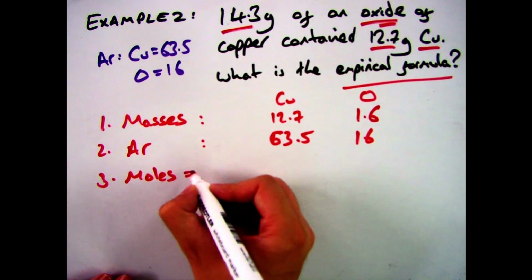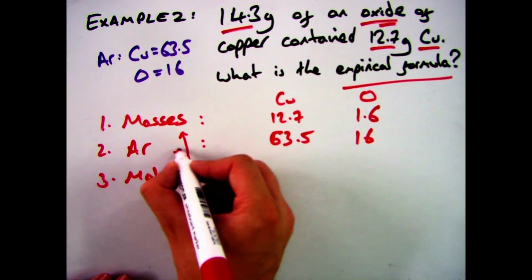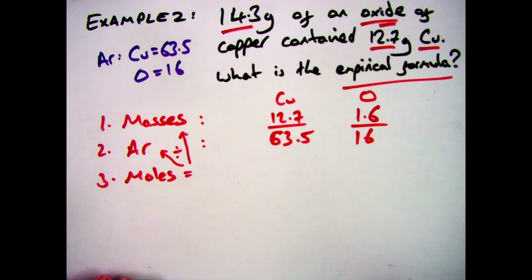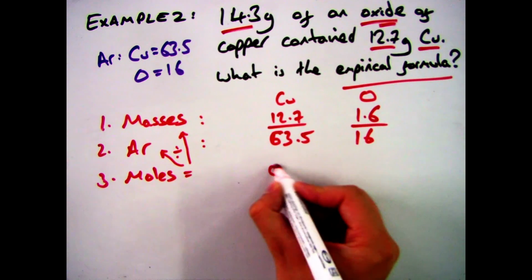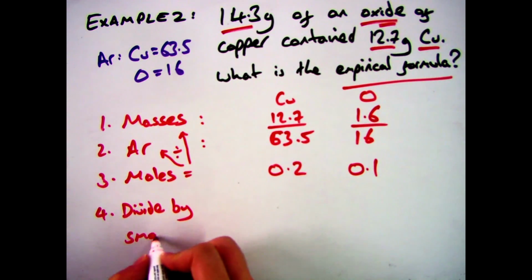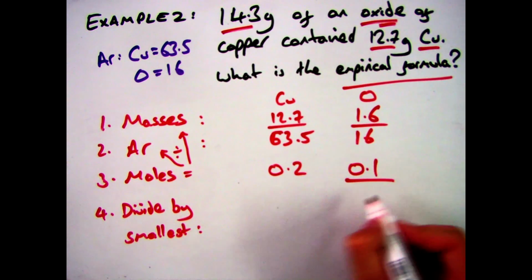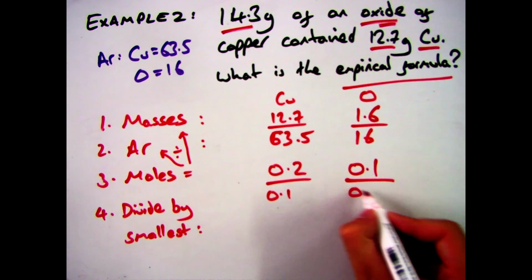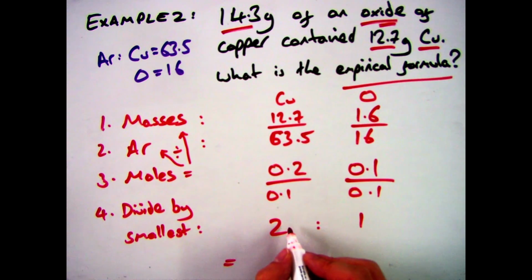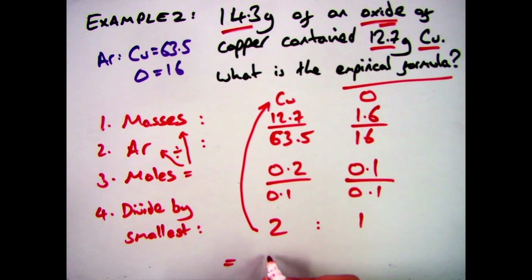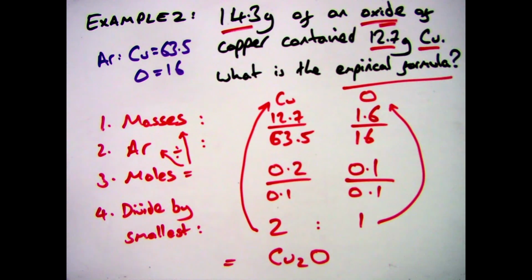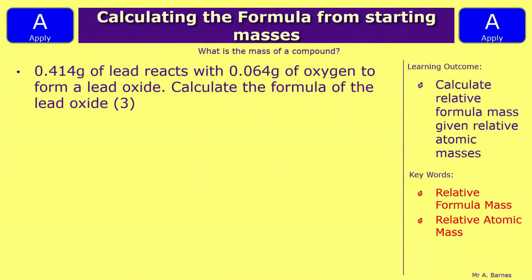So to work out the moles it's mass divided by Mr. So in this case it's 12.7 divided by 63.5 for copper and 1.6 divided by 16 for oxygen. And that gives me 0.2 moles for copper and 0.1 moles for oxygen. The next step is to divide both by the smallest number, which in this case is 0.1. So 0.2 divided by 0.1 and 0.1 divided by 0.1, which gives you a 2 to 1 ratio. So for step 3 then, I've got 2 coppers and 1 oxygen, so that gives me Cu2O, which is the correct answer.